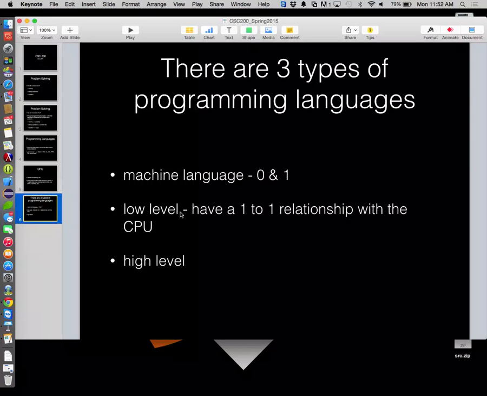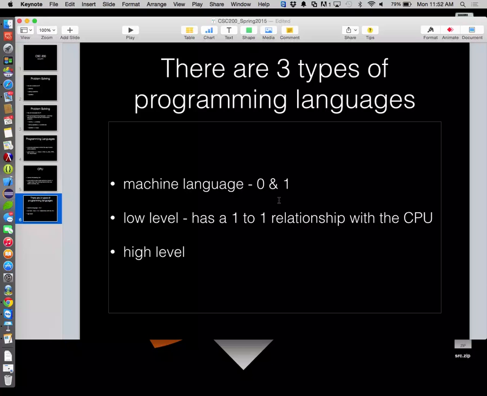Now, getting back to the low-level language. This guy has a one-to-one relationship. Should be has here, right? Has a one-to-one relationship with the CPU. So that means in a low-level language, every line of code is equivalent to exactly one instruction or one magic trick that the CPU knows how to perform.